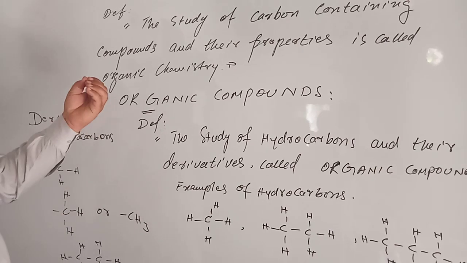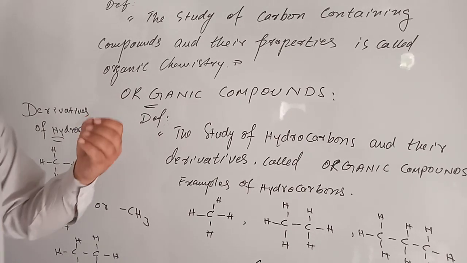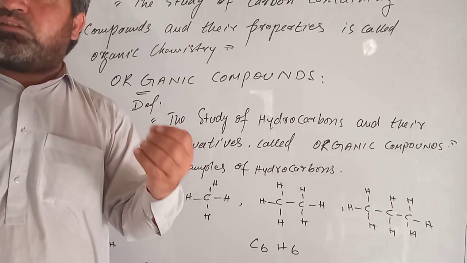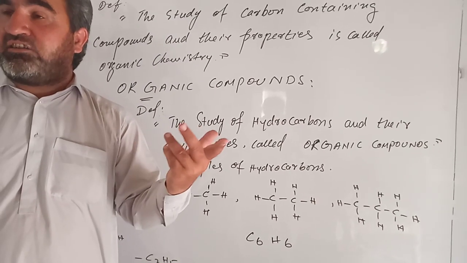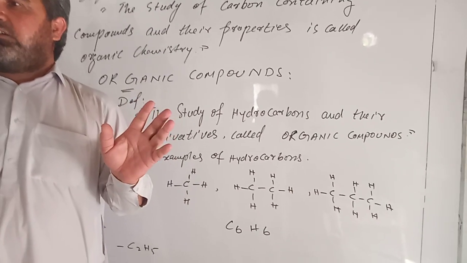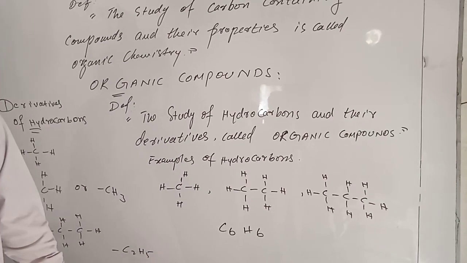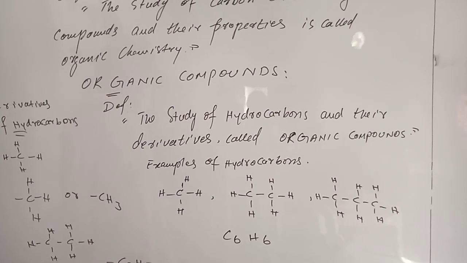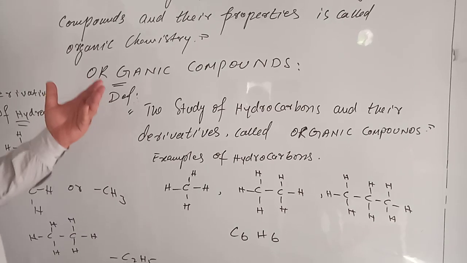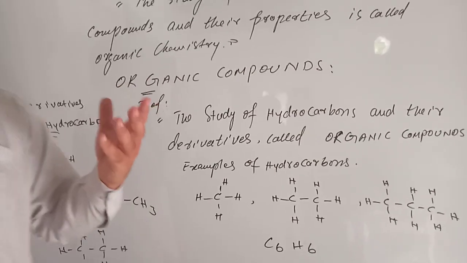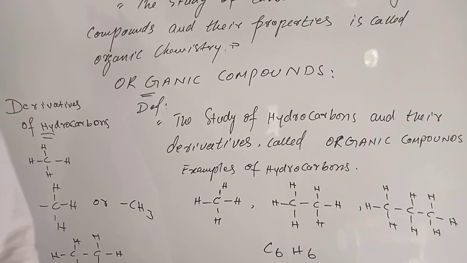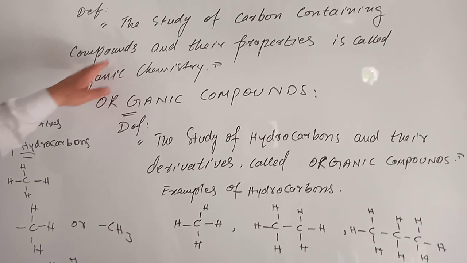Now what are the carbon containing compounds? These are ethane, methane, propane, butane, nonane, decane, octane, etc. And benzene is also an organic compound. Naphthalene is also an organic compound. There are thousands and millions of examples of carbon containing compounds.